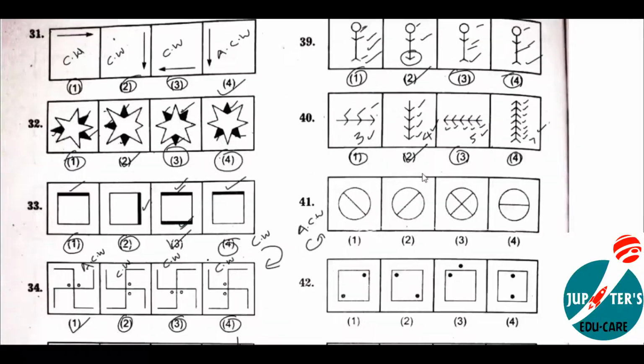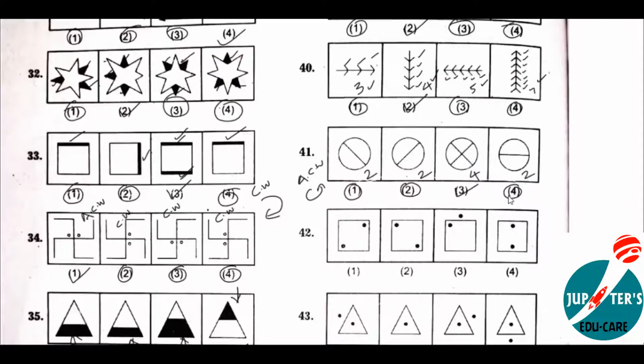Next, question number 41. In this question, option 1 is divided into two parts. In option 2, this circle is divided into two parts. Option 4 is also divided into two parts. But in case of option 3, it is divided into four parts. So option 1, option 2, option 4, these three figures are divided into two parts. But in case of option 3, it is divided into four parts. So option 3 is our answer.